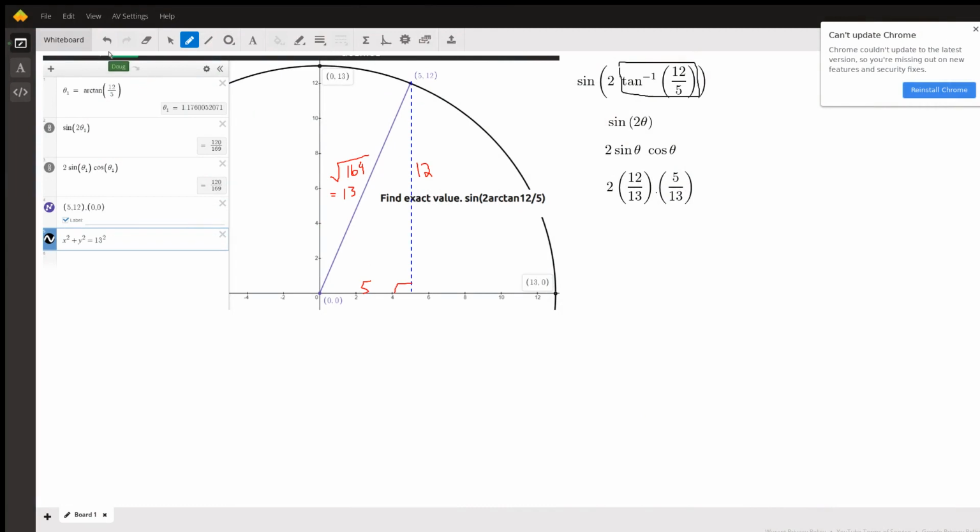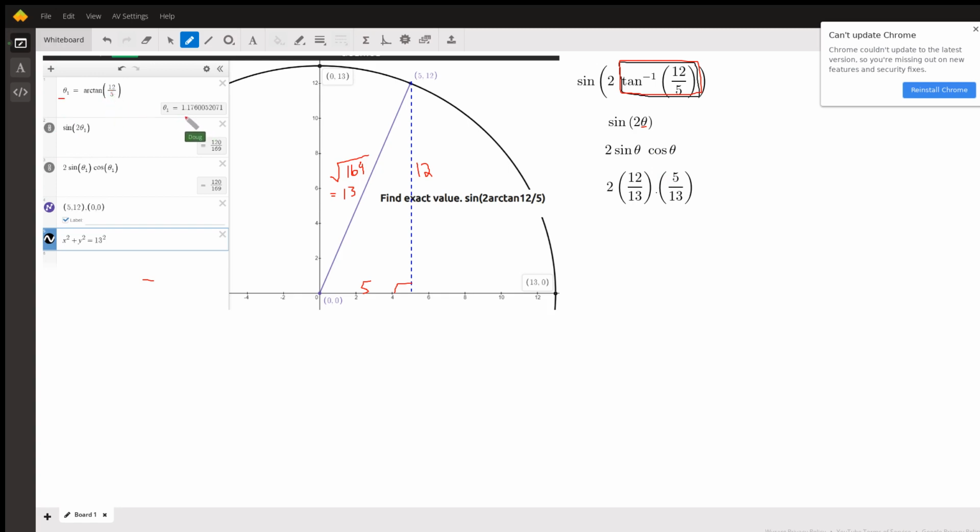Okay, over here to the left, I've got some expressions that kind of show you where we're headed. We're trying to find the exact value of the sine of twice the angle that has a tangent of 12/5. The first thing that you want to realize is that this is an angle. The angle that has a tangent of 12/5, inverse tangent of 12/5. So if I think of that as the angle theta, which I did over here, I said theta equals the arc tangent of 12/5.